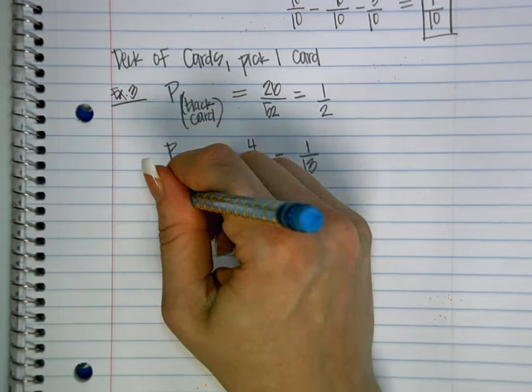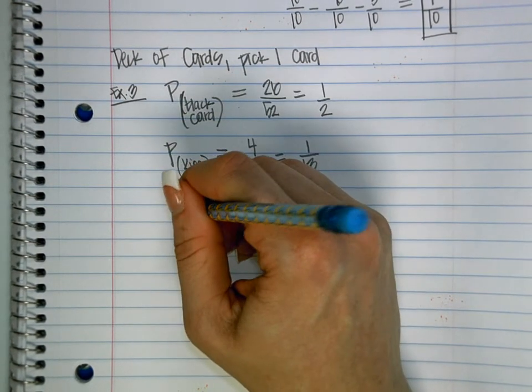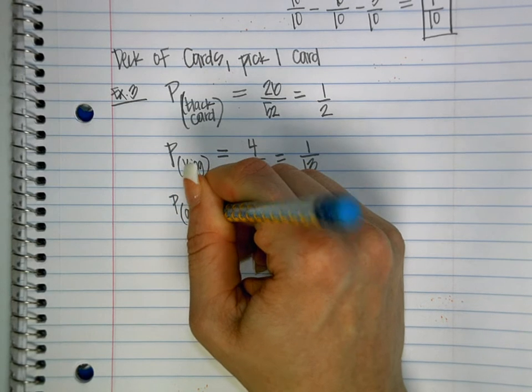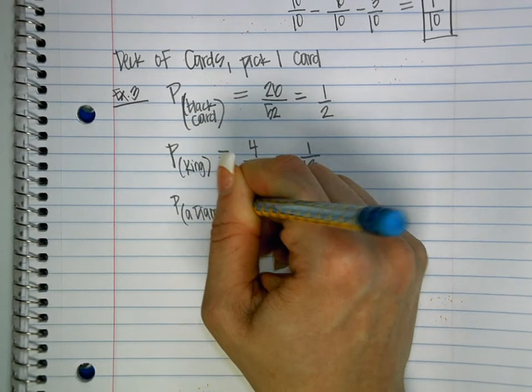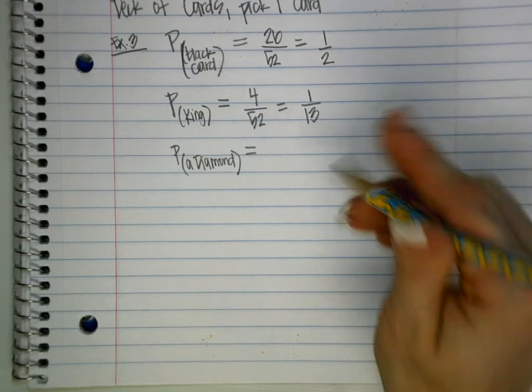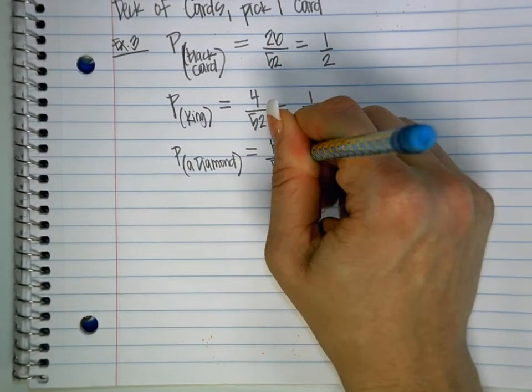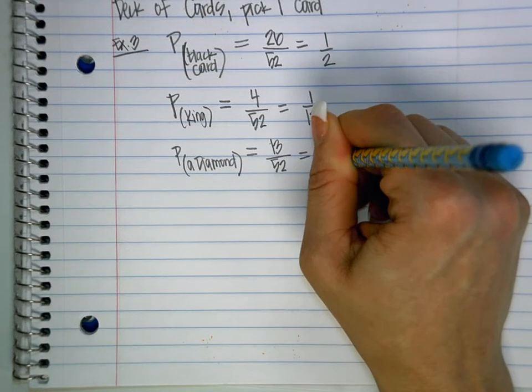Okay, what's the probability of picking a diamond? How many total diamonds are there? 13 out of how many total cards? 52. That reduces to 1 in 4.